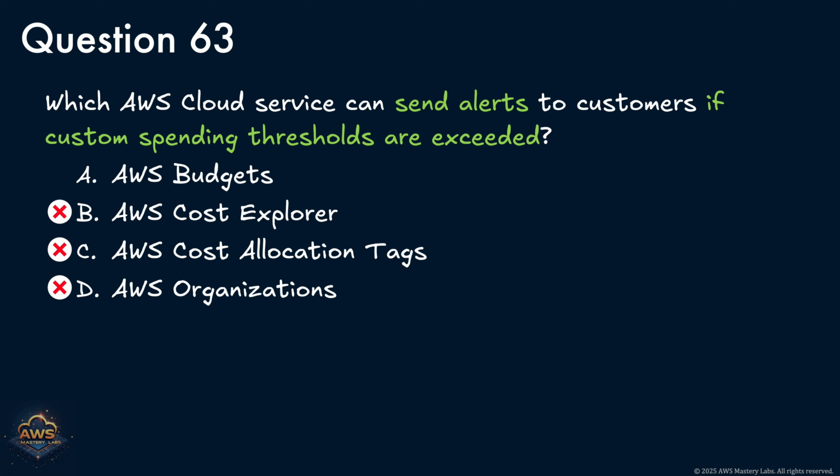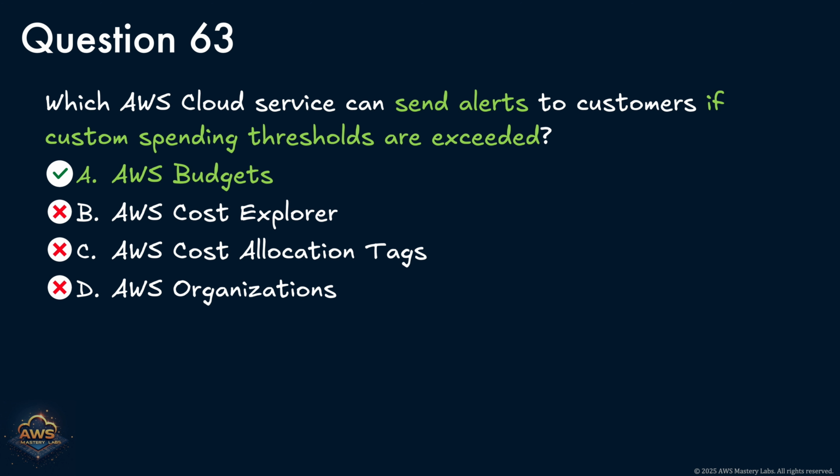Option D. AWS Organizations. AWS Organizations helps with account management, consolidating billing, managing service control policies, and setting service quotas. However, while it plays a role in centralized billing and governance, it doesn't provide mechanisms to set budget thresholds or send alerts on spending. It sets policies, not alarms. Incorrect, because it is good for central governance, but doesn't handle custom cost alerting.